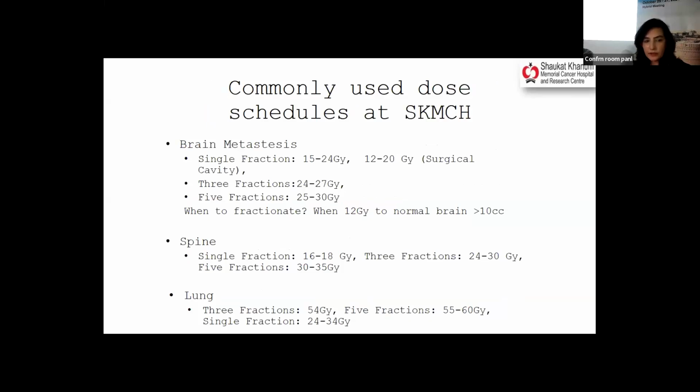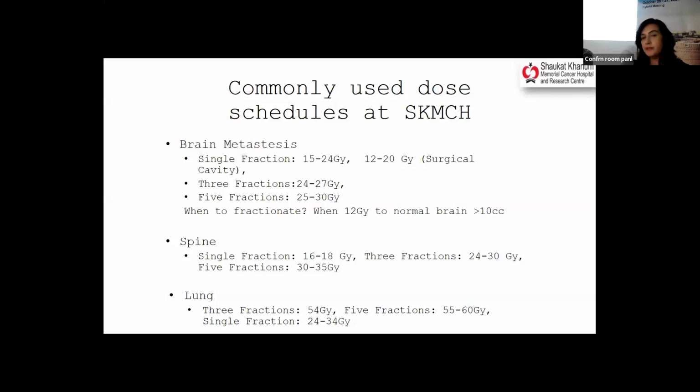We use the same rationale to fractionate: when the 12 gray dose to normal brain in a single fraction exceeds 10 cc, then we fractionate. The fractionations we use most commonly are 24 to 27 gray in 3 fractions, and 25 to 30 gray in 5 fractions. For spine, as per our protocol, we use 16 to 18 gray.